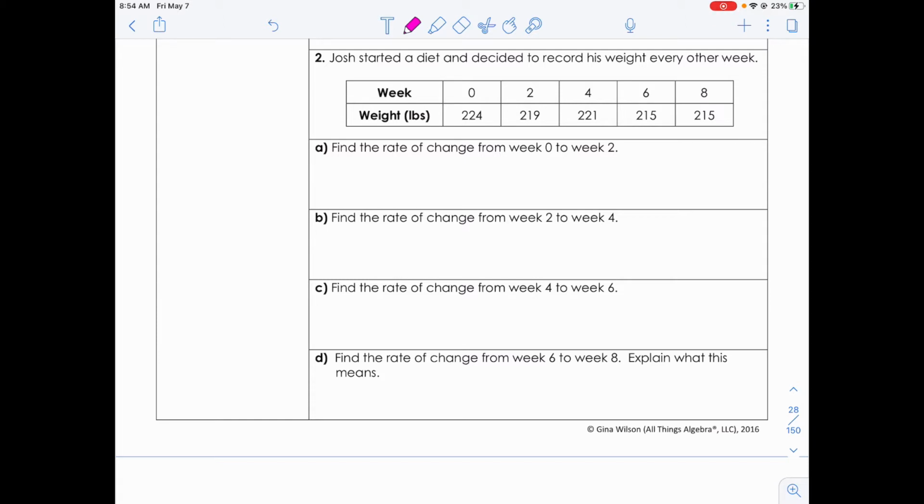Now that you've had a chance to do it, we're going to do it together. Find the rate of change from week 0 to week 2. So we are looking at these ordered pairs. Remember, these are our X values. These are our Y values. So to find the rate of change, we are doing the slope. For simplicity, still calling these 1s, these 2s. Plugging everything in, here we go. So we are doing 219 minus 224 over 2 minus 0.